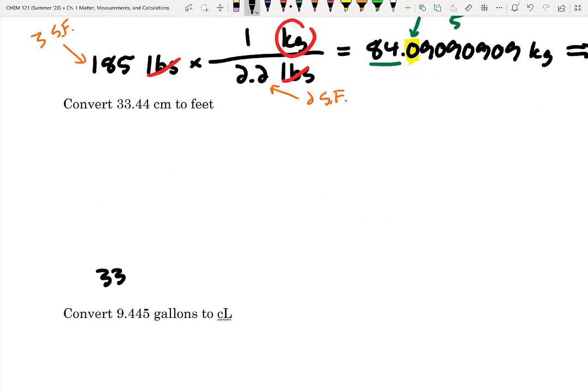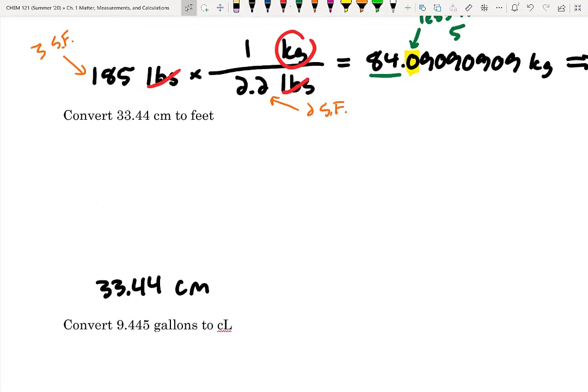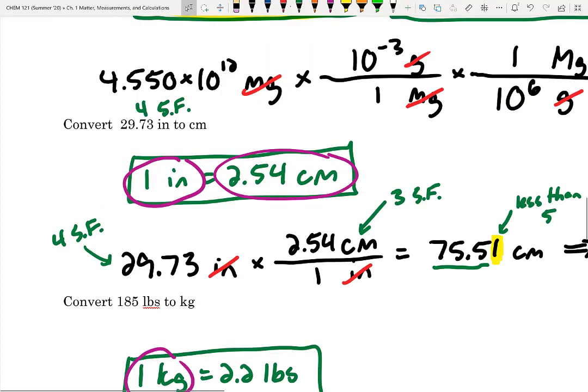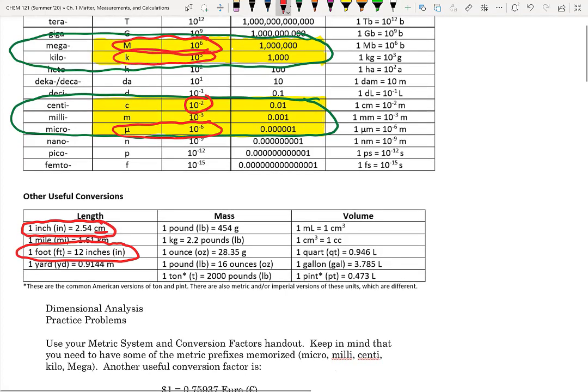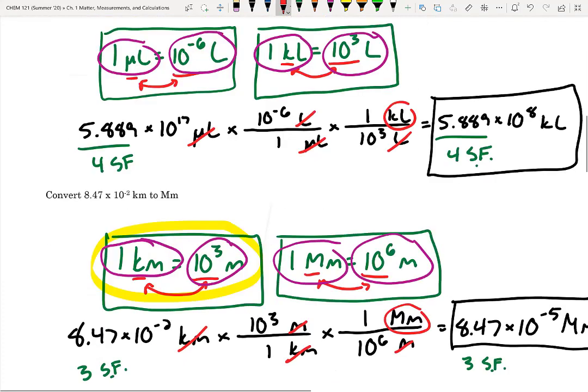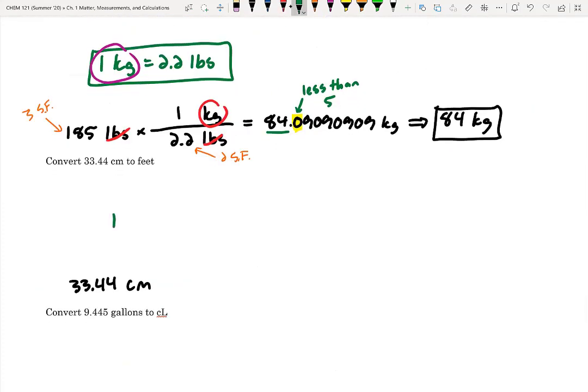We've got 33.44 centimeters. We want to go to feet. Okay? And let's go see if we can find some conversions for centimeters. So we're dealing with length now. I see centimeters right here, and it says that we can convert centimeters to inches. But then down here, it says that we can convert inches to feet, right? So we may need to use both of these here. We don't have a direct conversion from centimeters to feet. So let's go down and do this next one. So 1 inch equals 2.54 centimeters.